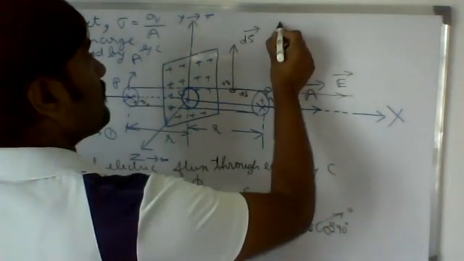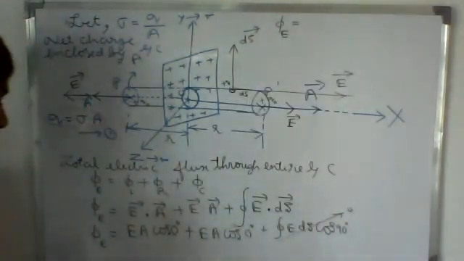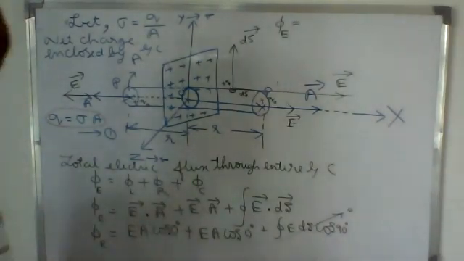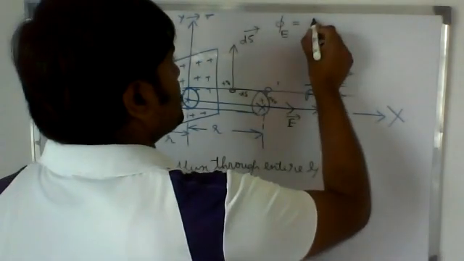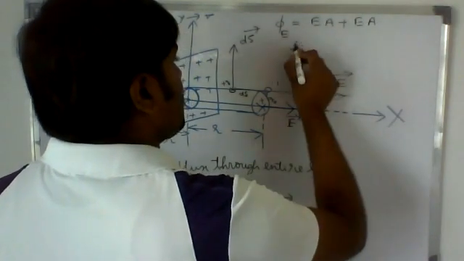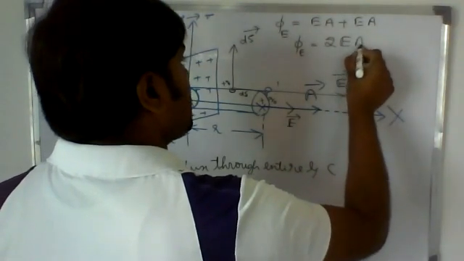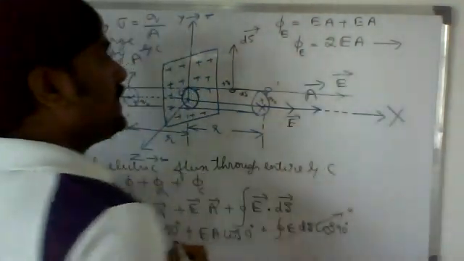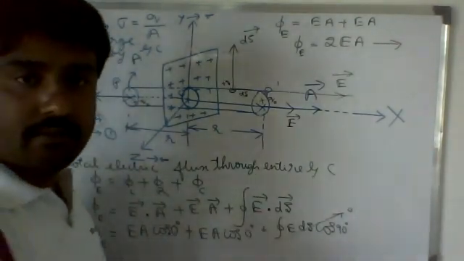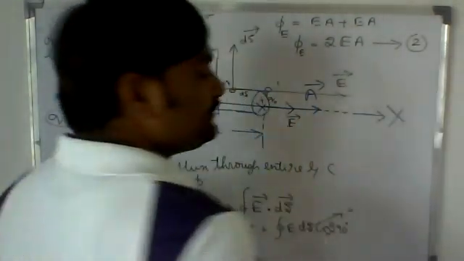After that, we get the mathematical expression: phi E is equal to, cos 0 is 1, so EA plus EA, that is 2 EA. Finally, we get phi is equal to 2 times EA. This is the total electric flux through the entire Gaussian cylinder. Now call this equation number 2.